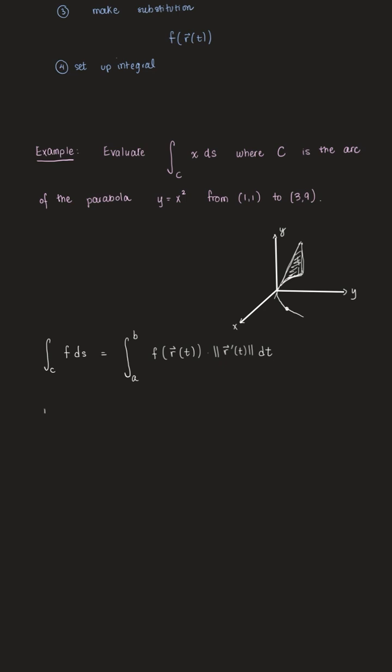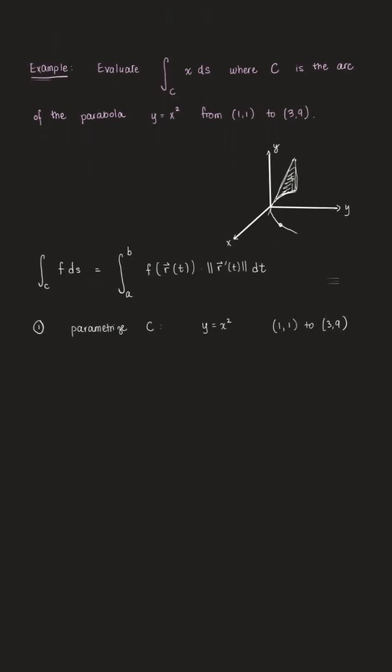All right, first step is going to be here. Let's parameterize our curve. We have a parabola, y equals x squared, and this goes from (1, 1) to (3, 9). So an easiest way to parameterize this is to let one of our variables, x or y, be t.